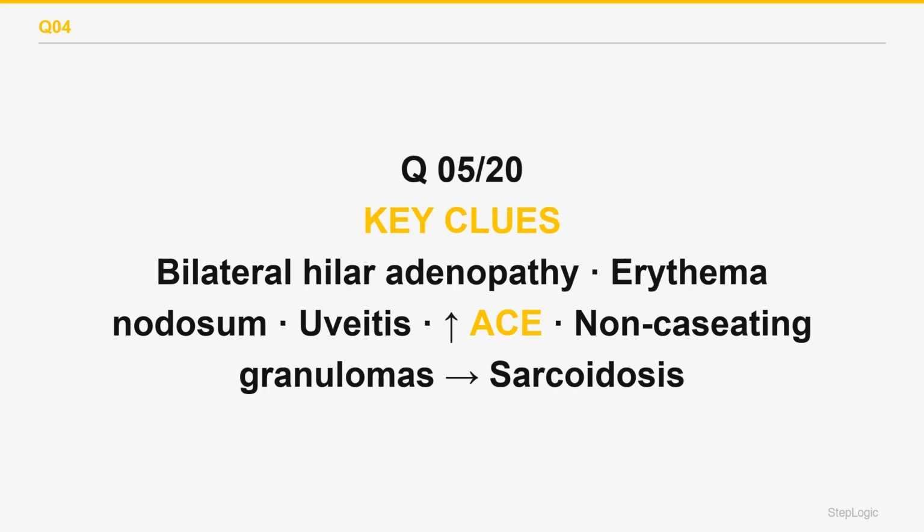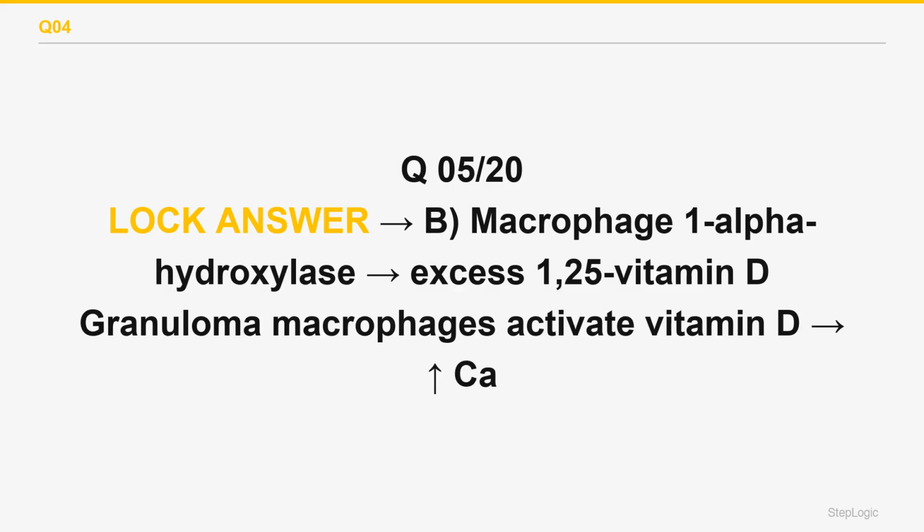1,25-dihydroxyvitamin D, calcitriol. In sarcoidosis, this conversion happens autonomously in the granulomas, outside normal PTH regulation. Excess calcitriol increases intestinal calcium absorption, causing hypercalcemia and hypercalciuria. PTH is suppressed by feedback.